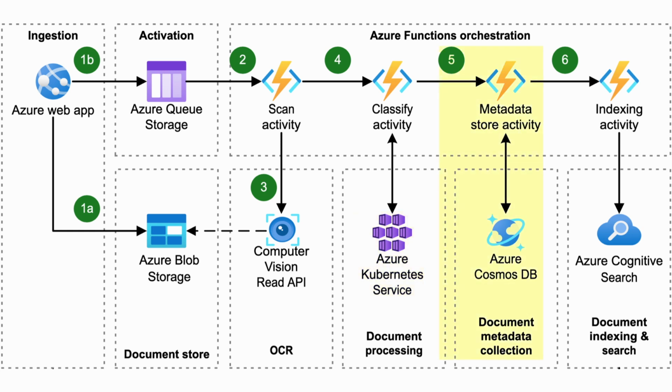The metadata store activity function saves the document type and page range information in an Azure Cosmos DB store. Azure Cosmos DB is a globally distributed database that lets you store and manage any kind of data anywhere in the world with guaranteed high availability and scalability. The indexing activity function creates a new search document in the Cognitive Search service for each identified document type. A correlation ID is also added to the search document so that the search results can be matched with the corresponding document metadata from Azure Cosmos DB. To describe Azure Cognitive Search, let me play another clip from the previous video.